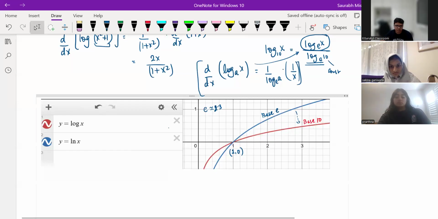So in this one, if I add one more graph, let's say y is equal to log x base 4. I don't know whether I can do log x base 4 or not. Let me see if I can do it. Function. Yes, I can do it.